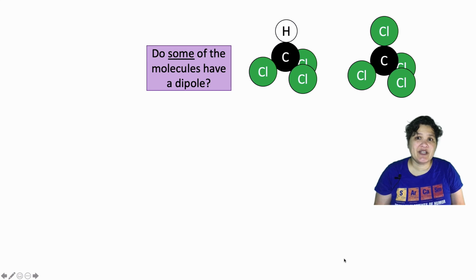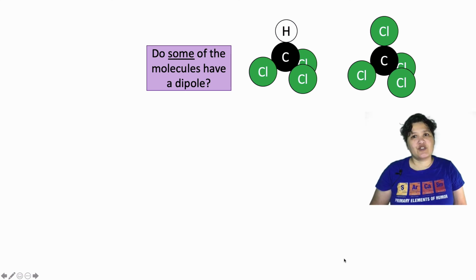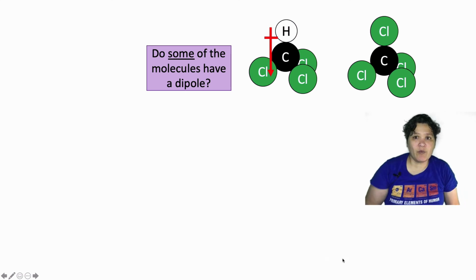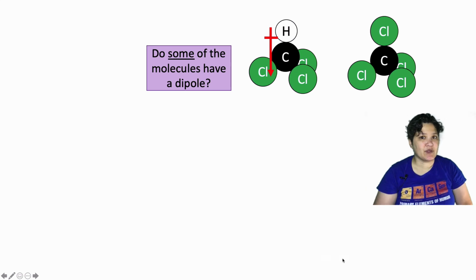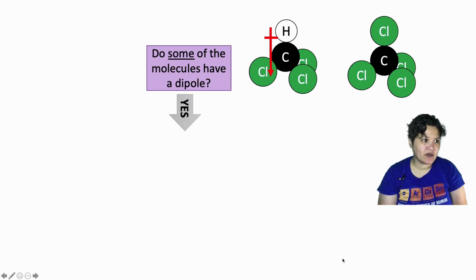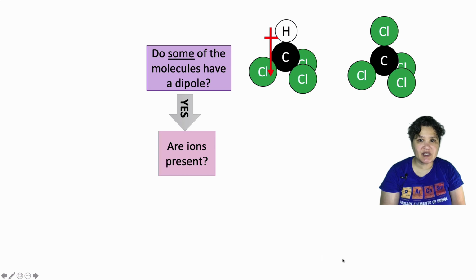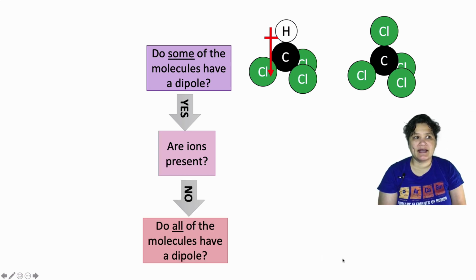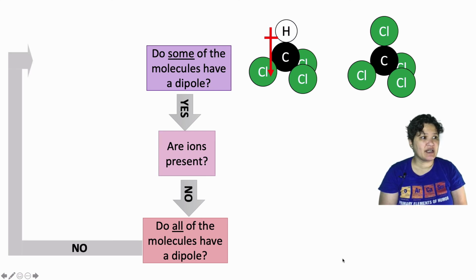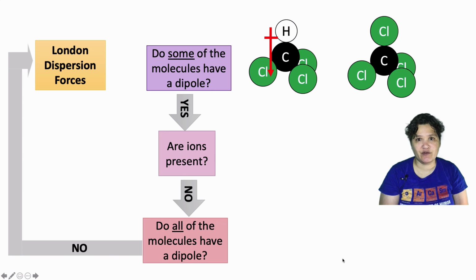So let's look at a mixture of trichloromethane and carbon tetrachloride. Do some of our molecules have a dipole? Well, we know that at least trichloromethane has a dipole, so the answer is yes. All right, next question is, are ions present? None of these are ions, so that's a definite no. Now, do all of the molecules have a dipole? Well, carbon tetrachloride doesn't, so not all of the molecules have a dipole. What's holding them together then is going to be London dispersion forces.